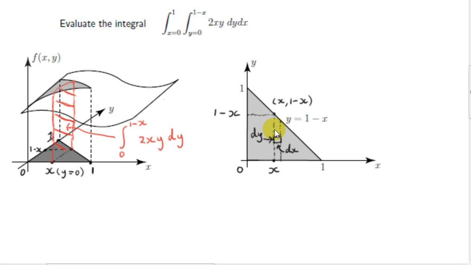Anyway, we are getting the area under the surface from y equals 0, which is a point on the x-axis, to y equals 1 minus x. Okay, at this point y is 0, at this point y equals 1 minus x. So we are integrating in the y direction. Okay, we're dealing with increments of length dy along here. So we'll have the area of this cross section.